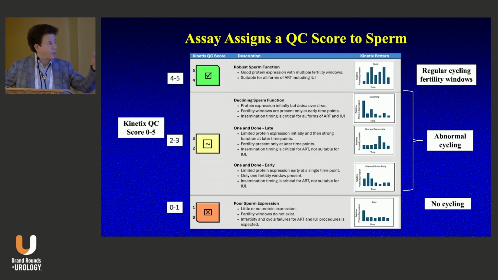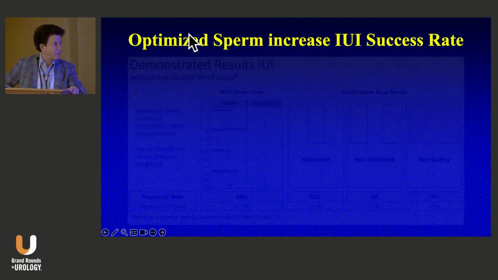And then you can see what happens when it's an abnormal cycling. On the left, it just degrades. It looks good, but it doesn't hold up over time. The middle one has one cycle late. The lower one has one cycle early. And the lower bar shows that this individual has no cycling. So this could be a cause of his infertility.